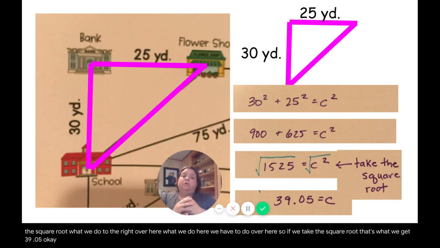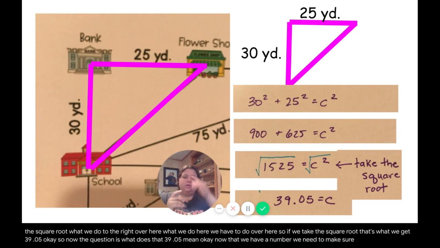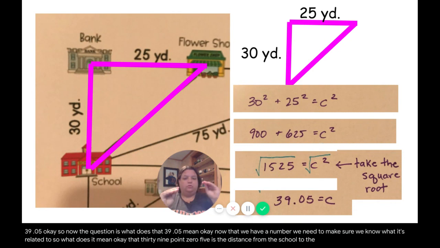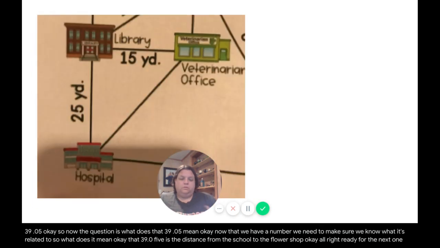Okay? So now the question is, what does that 39.05 mean? Okay? Now that we have a number, we need to make sure we know what it's related to. So what does it mean? That 39.05 is the distance from the school to the flower shop. Okay? All right. Ready for the next one?